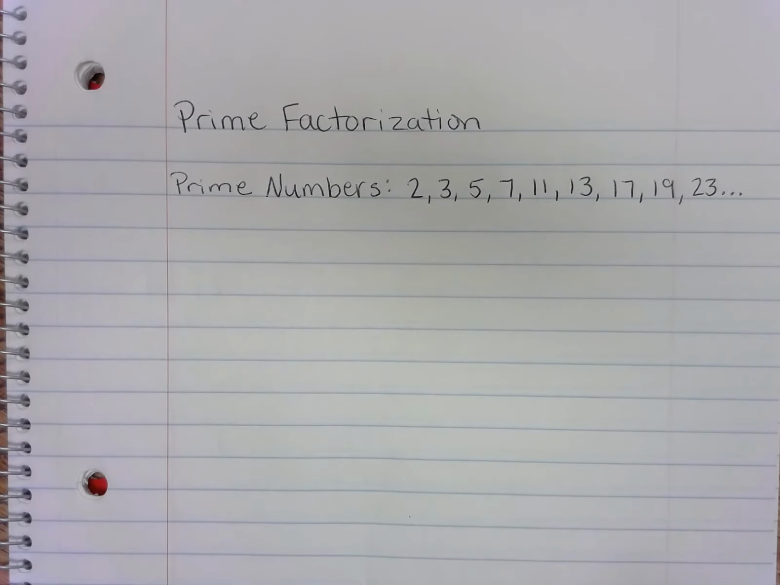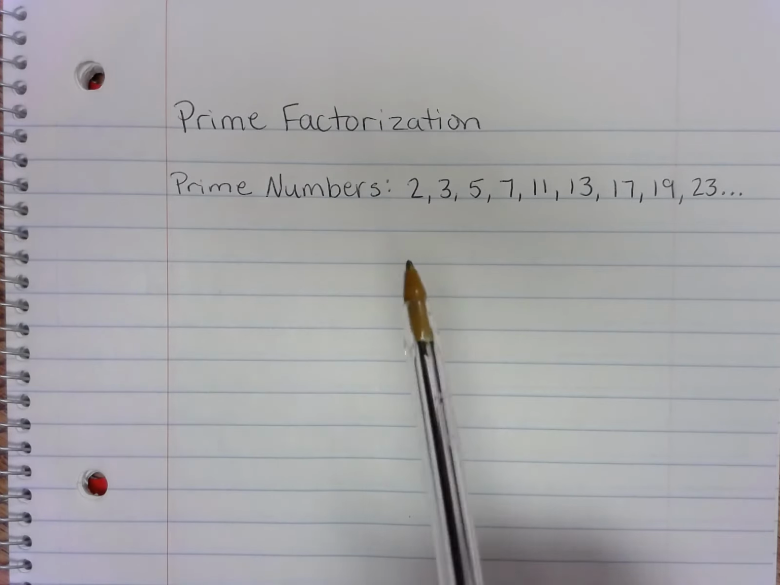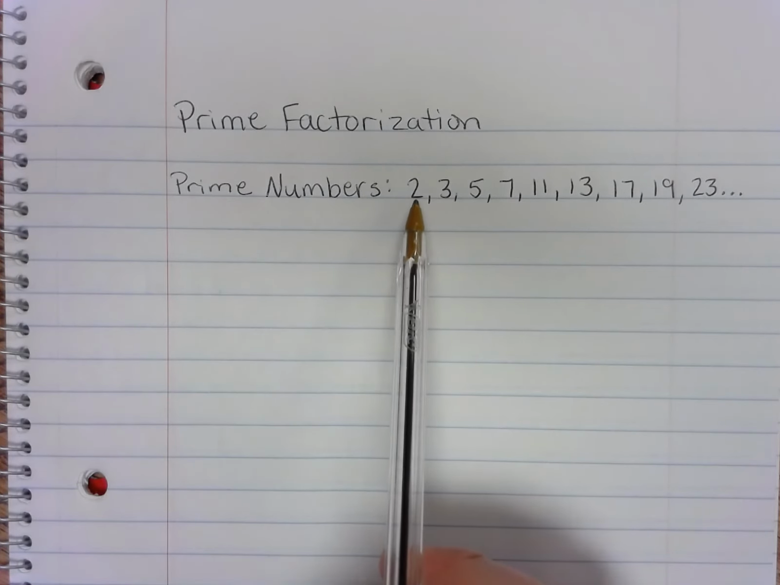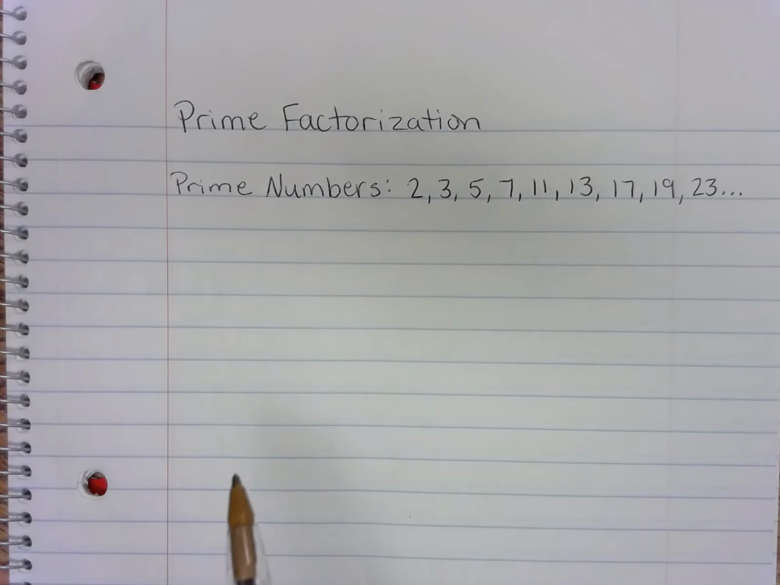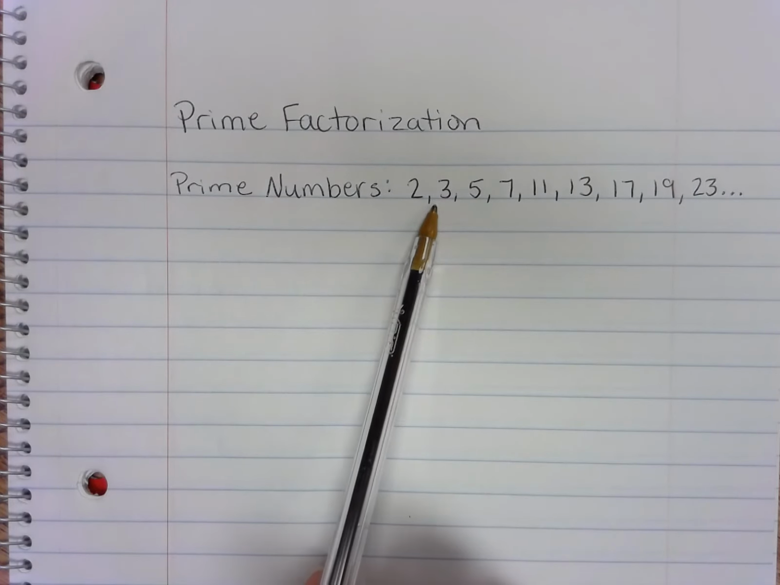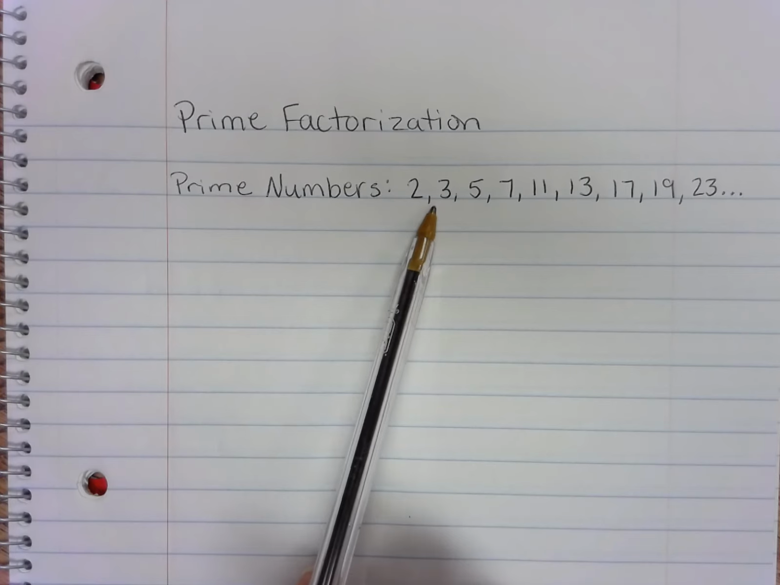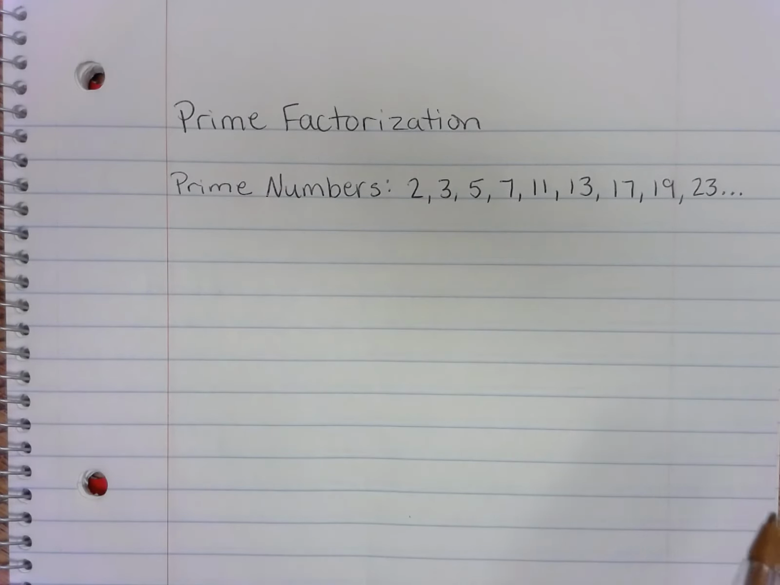You first need to know what the prime numbers are. A prime number is a number that is divisible by 1 and itself. 1 is neither prime nor composite. 2 is prime because it is divisible by 1 and itself, 2. Its only factors are 1 times 2. 3 is a prime number because its factors are 1 and 3. 4 is not prime. Its factors are 1 and 4 and 2 times 2. 4 is a composite number.